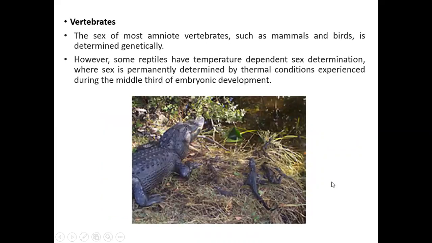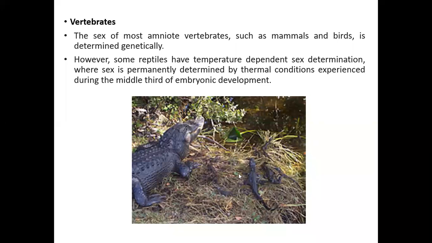And coming to the vertebrates. The sex of most amniote vertebrates, such as mammals and birds, is determined genetically. However, some reptiles have temperature dependent sex determination. So their sex is permanently determined by thermal conditions experienced during the middle third of embryonic development. The sex of crocodilians and especially the spinodontians is exclusively determined by temperature.